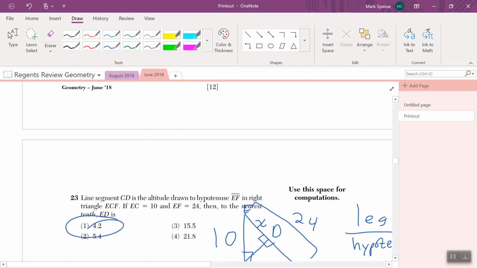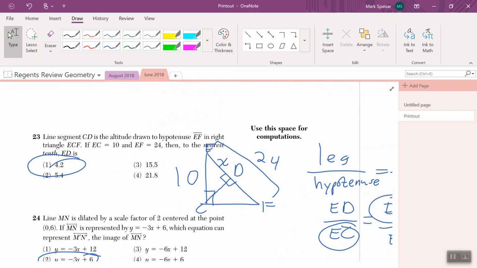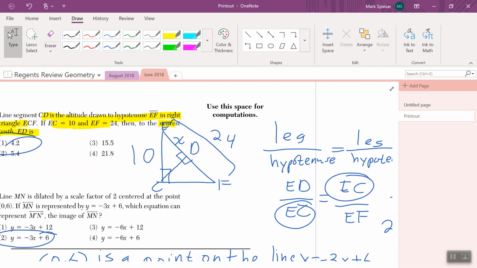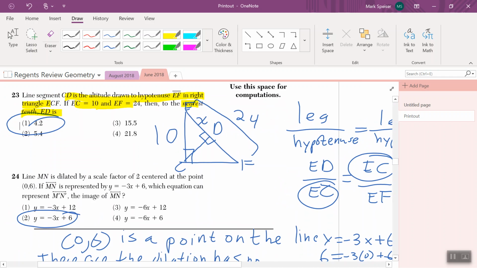Question number 23. Line segment CD is the altitude drawn to the hypotenuse of segment EF in the right triangle ECF. EC is 10, EF is 24. To the nearest tenth, ED is, let's see, draw a triangle. Triangle ECF, right angle at C, a hypotenuse of 24, which is EF, and a leg of EC, which is 10. You have your two triangles.